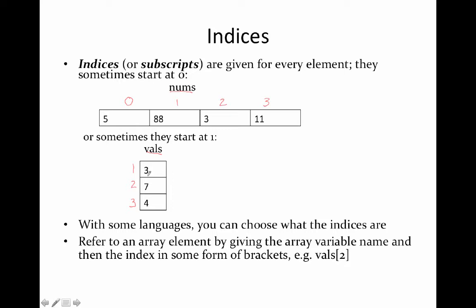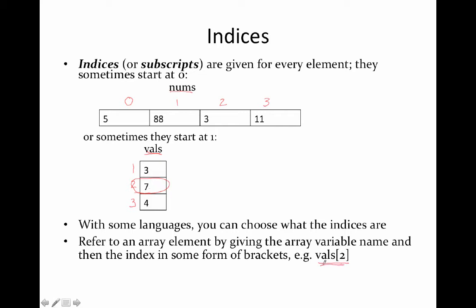Now, to refer to an individual array element, what you have to do is to give the array variable name and then the index in some form of brackets. So square brackets or curly brackets or parentheses, something like that is used to refer to the particular index or subscript or element number. So for example, vals square brackets 2, if that's the syntax, and if this is vals and this is the second element, then vals sub 2 would refer to this number here, the 7.